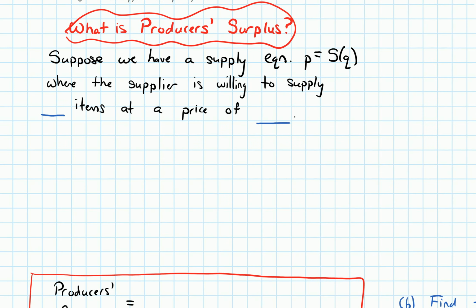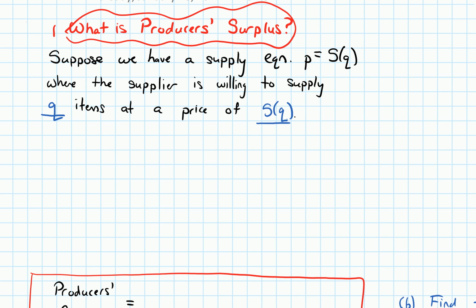In this video, we will talk about what producer's surplus is. So let's suppose that we have a supply equation now, written in the form P equals S of Q. I'm just calling my supply function S, and it's a function of Q. What this means is the supplier is willing to supply Q items, so Q is the number of items that they're willing to supply, at a price of... the way I find the price is I plug Q into this function, and whatever S of Q is, that is my price.